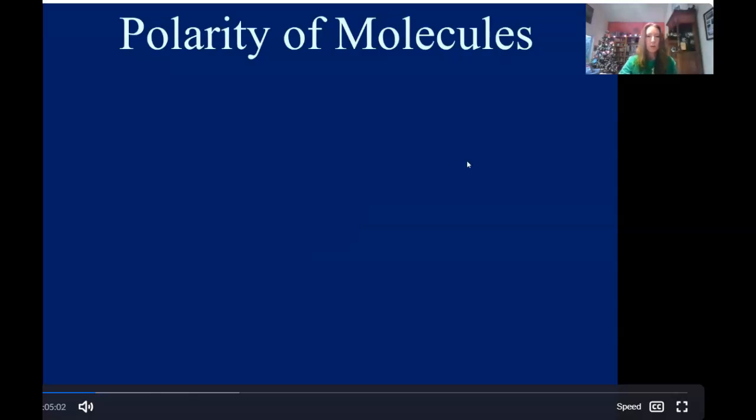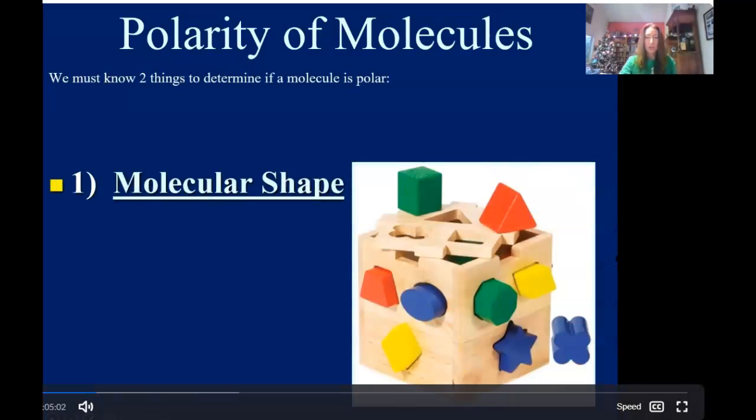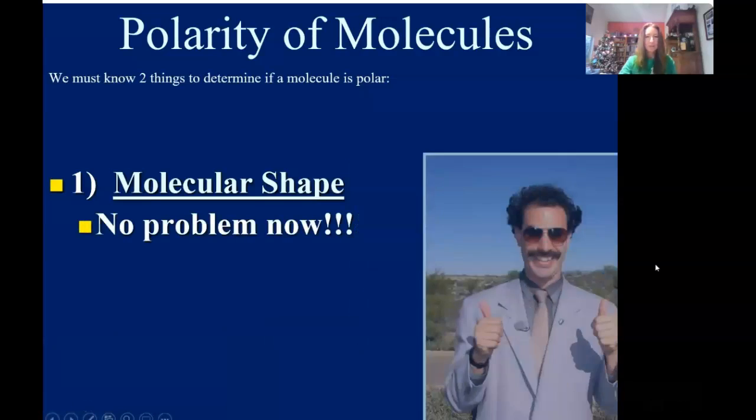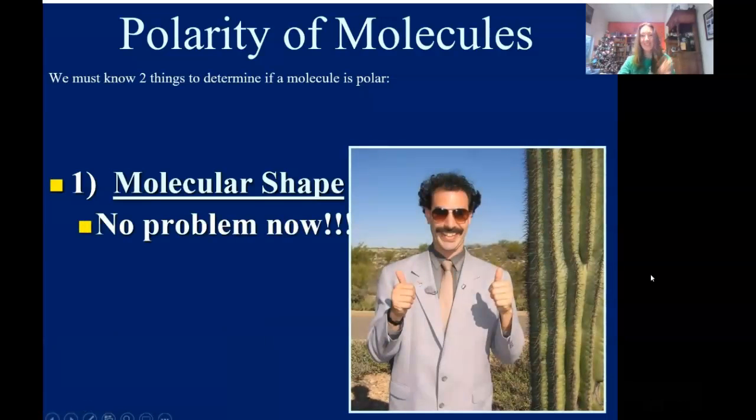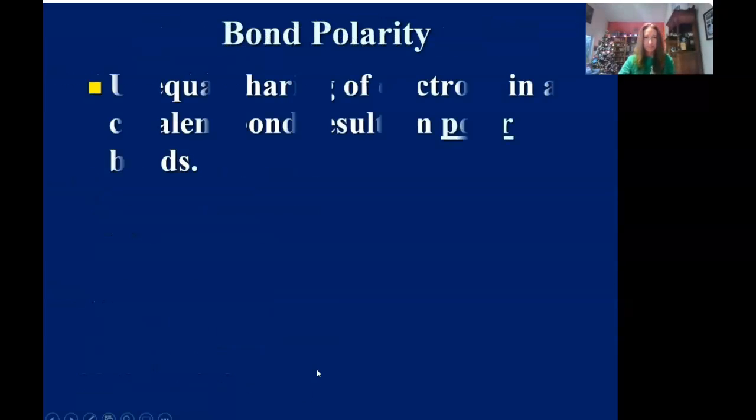So we're going to talk about the polarity of molecules, and it's all based on electronegativity. The first thing we need to do is know the shape, which we've talked about a little bit. By the way, I made this long ago when this movie first came out. And the bond polarity. The question here is, are there polar bonds?